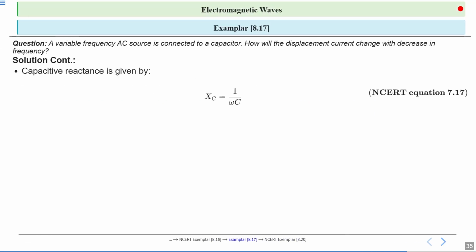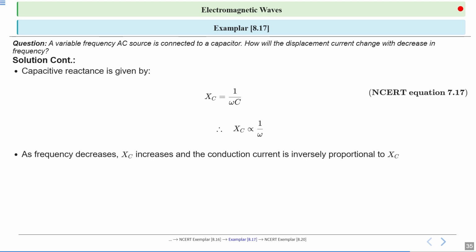Now capacitive reactance is given by XC equal to 1 by omega C, according to NCERT equation 7.17. For a given capacitor, capacitance is constant. So what are we doing in the question? We are decreasing the frequency. XC is inversely proportional to omega, meaning if we decrease the frequency, capacitive reactance will increase. As frequency decreases, which is asked in the question, XC increases. If XC increases, current, being inversely proportional to XC, decreases.